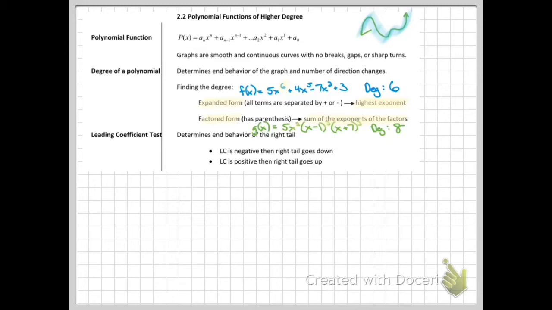I do really quickly want to make a little note about the sum of the exponents of the factors on x. It only counts if there's an exponent on x. Okay, so degree is going to be super helpful. I'll show you how it helps in a minute.